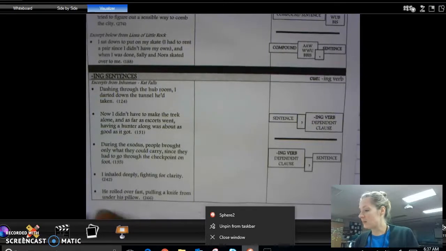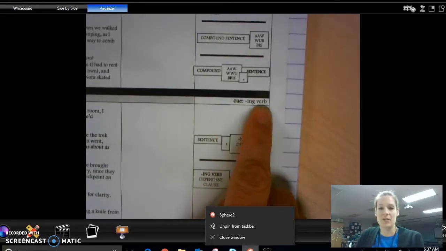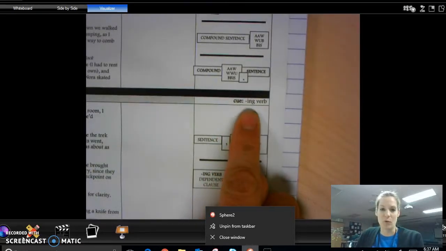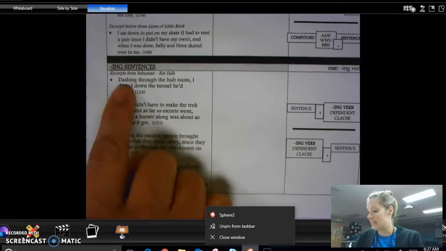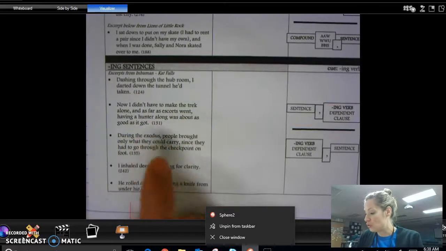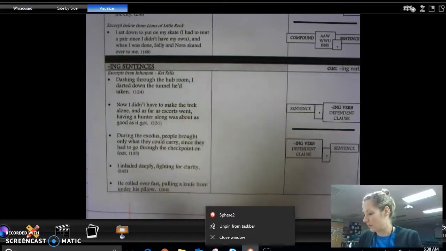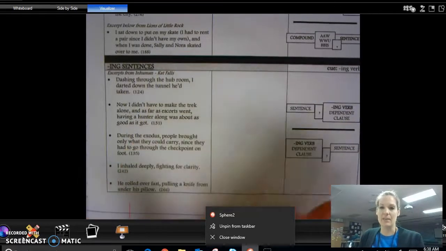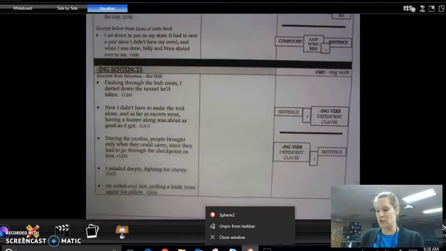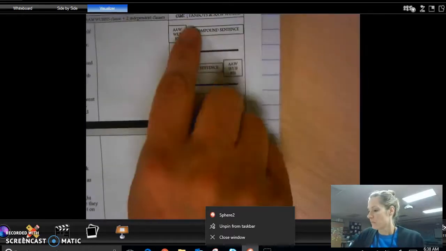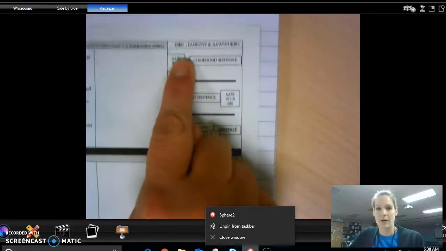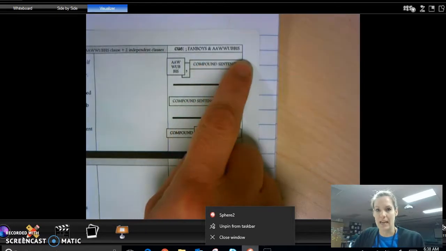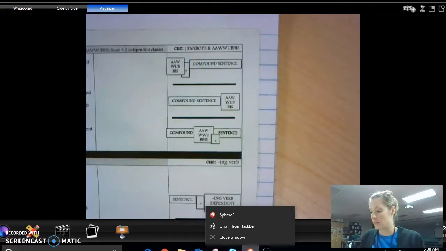Okay. The last thing I will tell you is that you will see that over here there's going to be a cue for each of these. Of course, the cue for ings is going to have an ing verb like dashing, having, during, fighting. Well, it's not really a verb, but that's not a really big deal. All of these tend to be verbs, except for during, which is a preposition, which is a whole other thing. Okay, here you're looking for the semicolon, FANBOYS, and an AAAWWUBBIS. You would need both of those in this type of sentence.